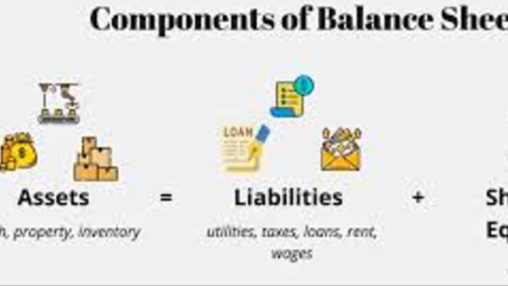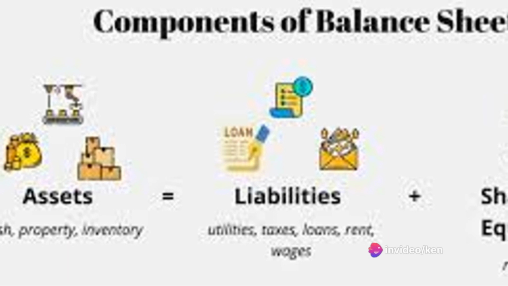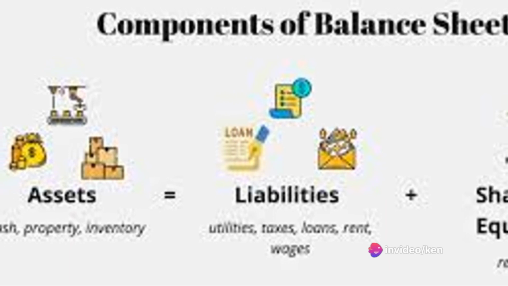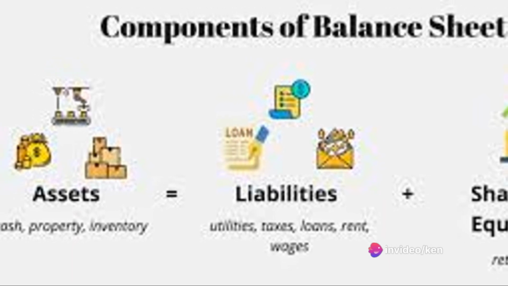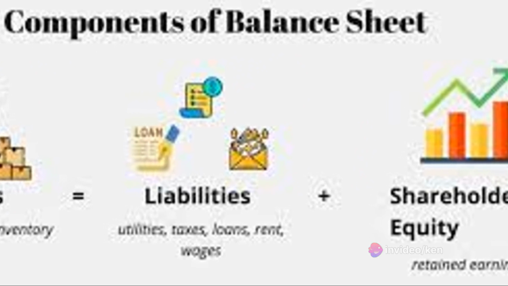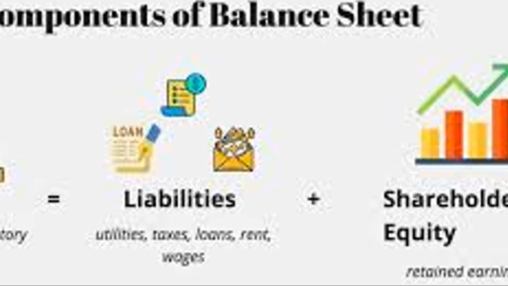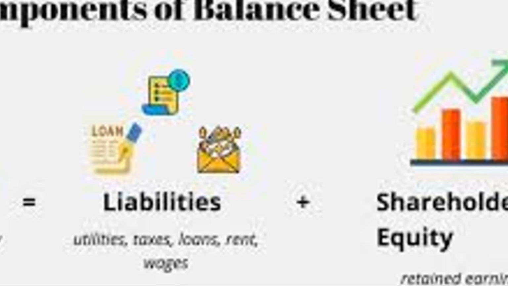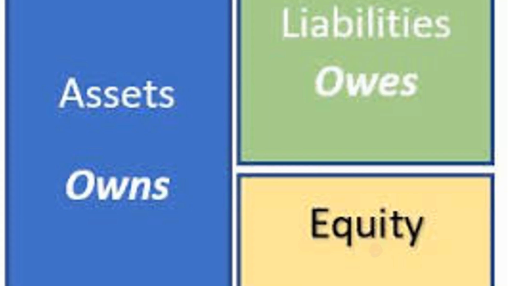First, let's talk about assets. This is everything that a company owns that has value. Assets can be tangible, like buildings, machinery, or cash in the bank. They can also be intangible, like patents or trademarks. Assets are what a company uses to operate and generate revenue.